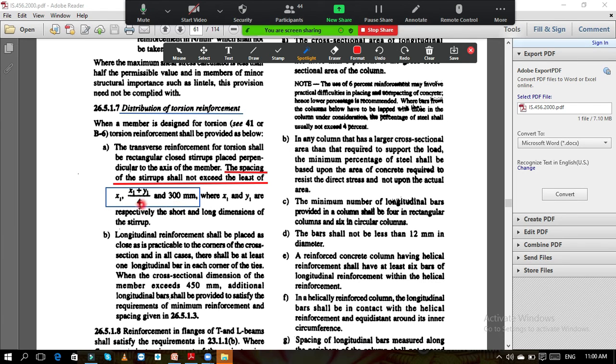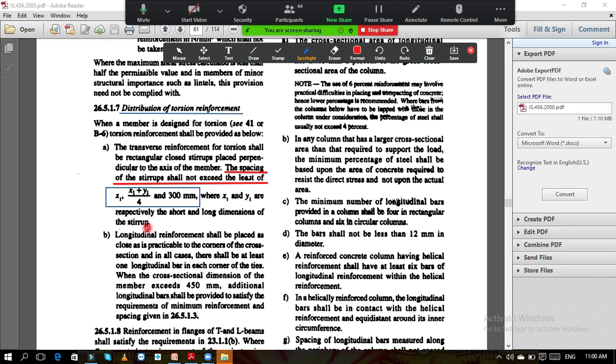The minimum value, where x1 and y1 are respectively the short and long dimensions of the stirrups. So x1 and y1 are the short and long dimensions of the stirrups. How to calculate this, I will tell you while solving the problem.